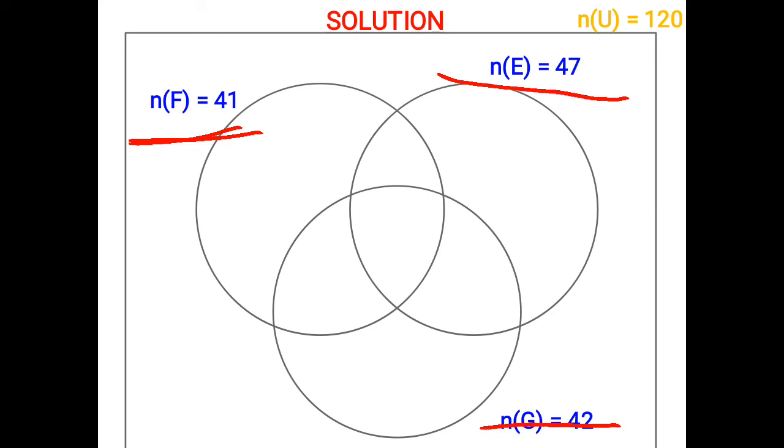Then we move on. But before we move on, I advise you write it like I have written. n(F) equals 41. n(E) equals 47. What it means is number of F is equal to 41. That is, number of students who take French is equal to 41. Right? Let us not forget, equal means is.